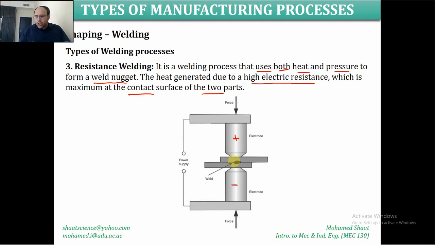So this requires that you should have two pieces, one on the top of the other, and the weld nugget will be produced at the contact surface between them. This is the weld bit or the weld nugget point that depends on applying pressure, so there is a force here. In the meanwhile, we are generating heat through the resistance, so we are depending on both heat and pressure to achieve the weld. This is the basic idea of resistance welding.